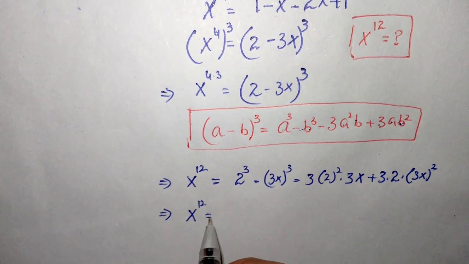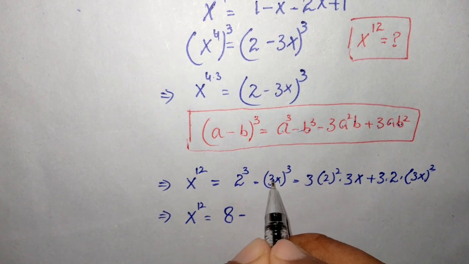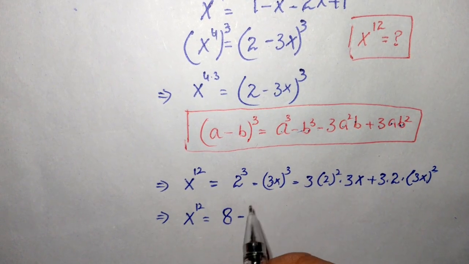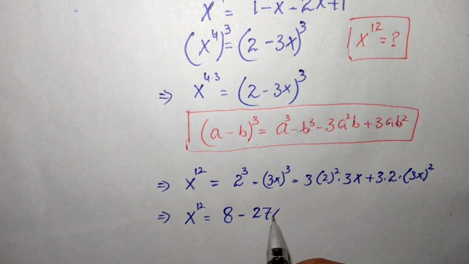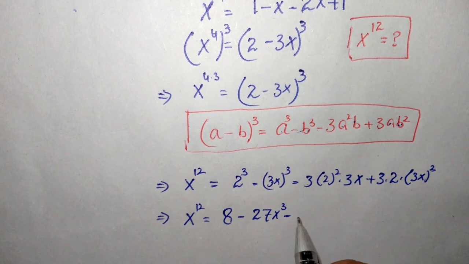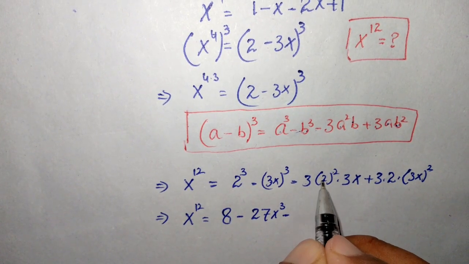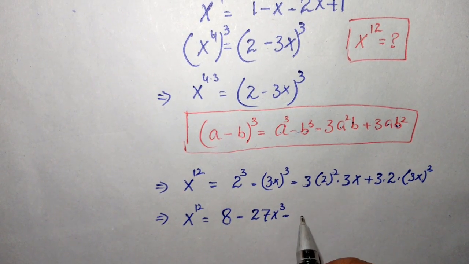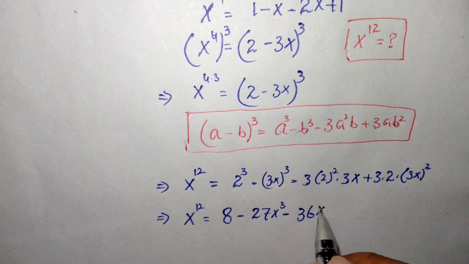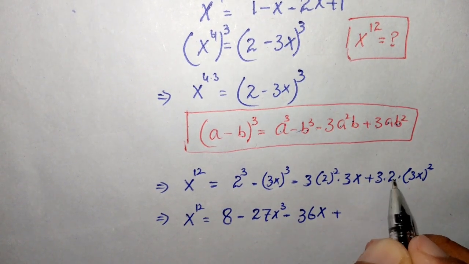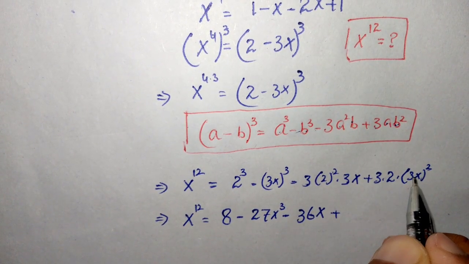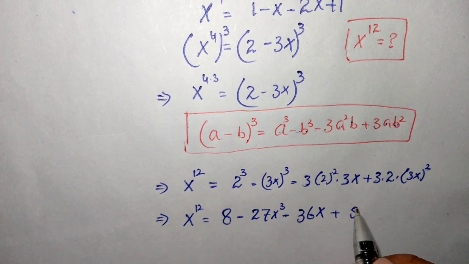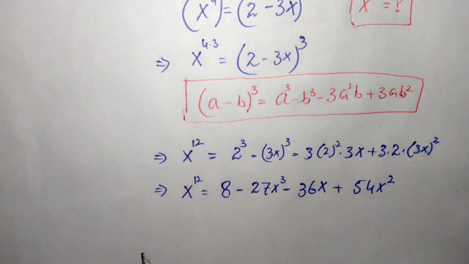x^12 is equal to (2 times 3) 8, minus 3 times 3 is equal to 9, 9 times 3 is equal to 27. So 27x^3. Minus, 2 squared is equal to 4, so 4 times 3 is equal to 12, 12 times 3 is equal to 36. So minus 36x, plus 3 times 2 is equal to 6, 6 times 9 is equal to 54x^2.